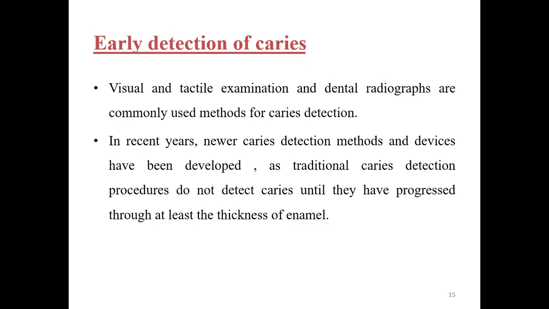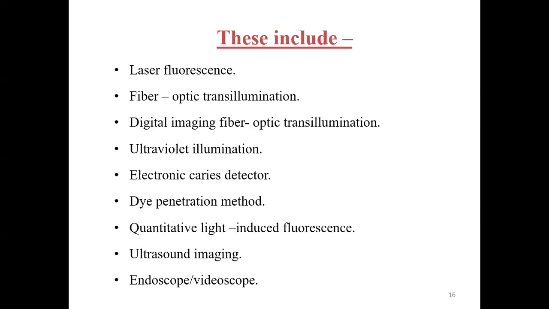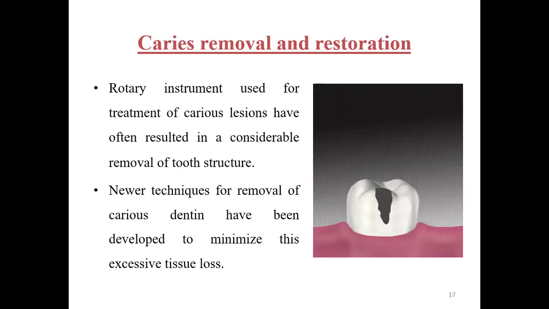Early detection of caries includes visual and tactile examination and dental radiographs, which are commonly used for caries detection. In recent years, newer caries detection methods and devices have been developed as traditional caries detection procedures do not detect caries until they have progressed through at least the thickness of the enamel. Other methods for detection include laser fluorescence, fiber optic transillumination, digital imaging, ultraviolet illumination, electronic caries detector, dye penetration method, quantitative light-induced fluorescence, ultrasound imaging, endoscope, and videoscopy.